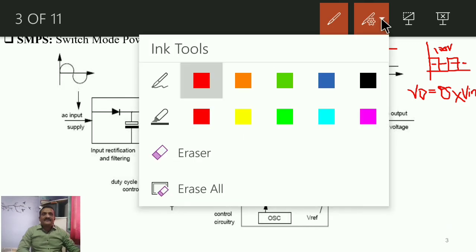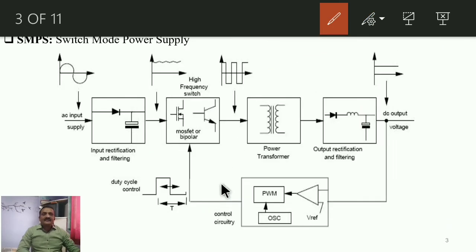Now we'll see the working of this block diagram, and we'll try to compare it with the linear power supply. Here you will observe the AC input supply, that is 230 volt 50 Hertz. It is directly applied to the rectifier circuit. That rectifier circuit provides the output like this. So this is a DC output voltage with somewhat of a ripple. You can observe it. That ripple-containing DC voltage is applied as an input to this switch.